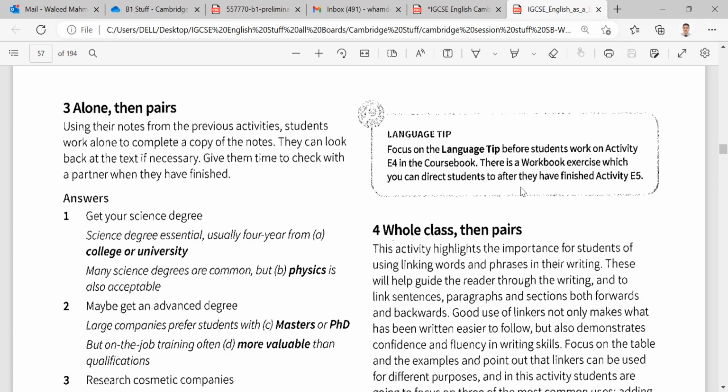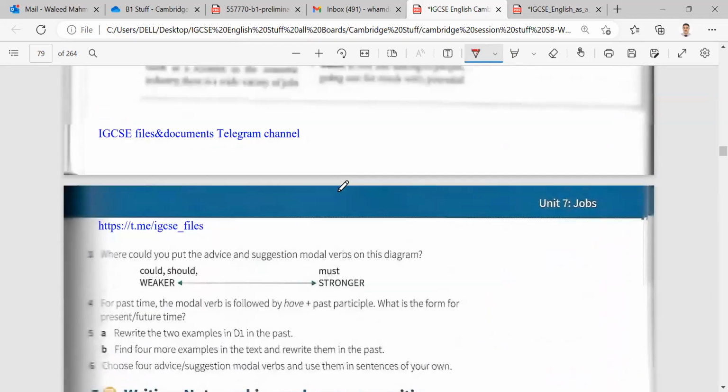Here, ya Khalid, as you mentioned, look. As you mentioned, ya Khalid, well done. Okay? So here, ya shabab, this is number one. Get science degree, as we agreed. This is the title. Science degree essential, usually 4 years from, you can say, college or university. This is note number one. Then note number two, as Khaled mentioned: many science degrees are common, but physics is also acceptable. Here, note number two. So the two notes, one and two, summarize what, ya ikhwana? They summarize this paragraph.